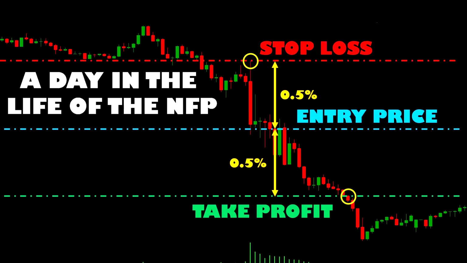But we can see in this example where price runs down to the mirrored take profit level, we would instead gain a 0.5% reward. A perfect day. Wouldn't mind getting a chart looking exactly like that.